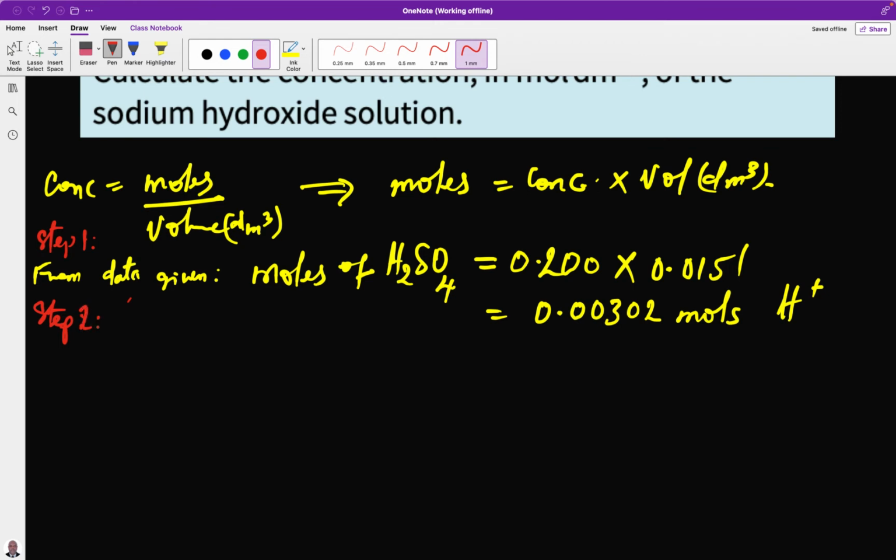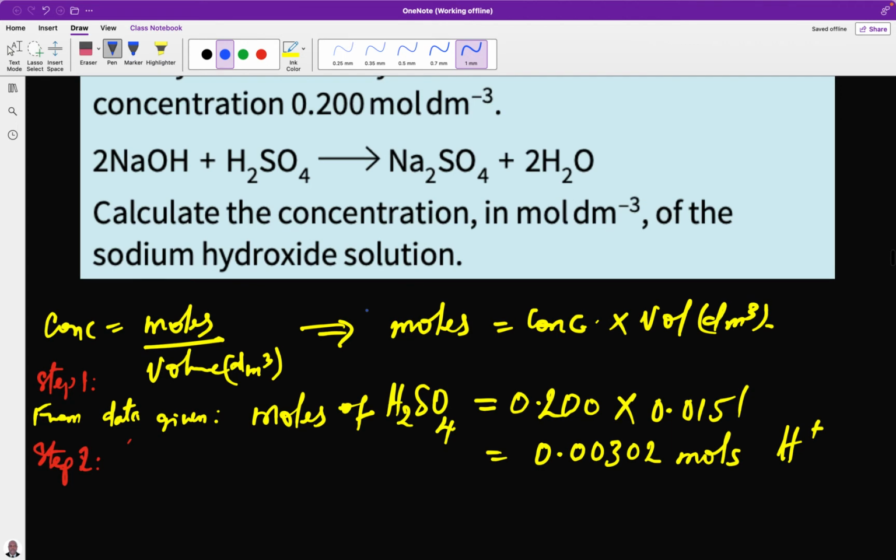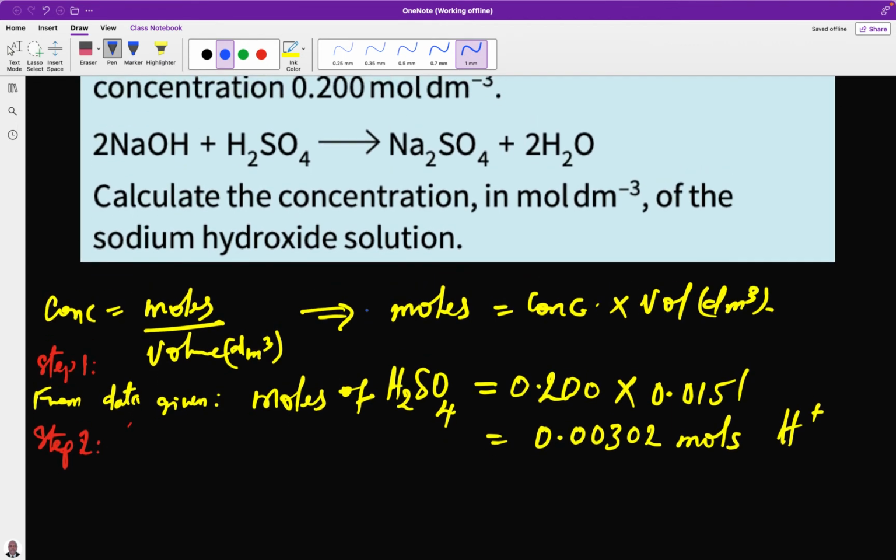Step 2. Now we have to calculate the number of moles of what? Now that we have got the moles of the acid, we need the number of moles of the base, the sodium hydroxide, the alkali. Since the equation has been given, the moles of alkali will be what?